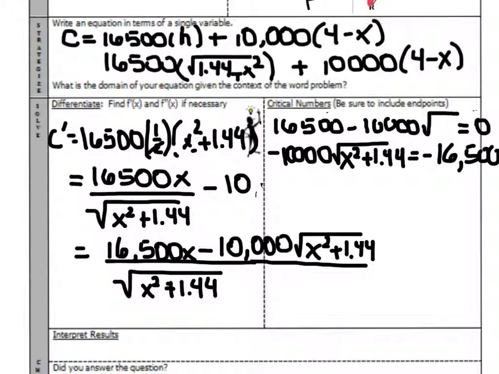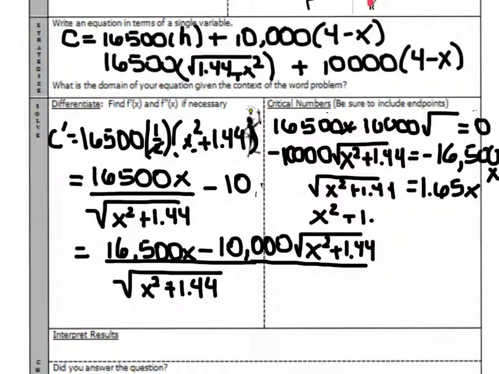Divide by 10,000. So now we have the square root of x squared plus 1.44 is equal to, let's see, now positive 1.65. Oh, I'm sorry, that was an x, sorry. 1.65x. Okay, and then we'll square both sides. So now we have x squared plus 1.44 is equal to 2.723 x squared. Okay, I'm going to erase a little more so I can give myself some room.